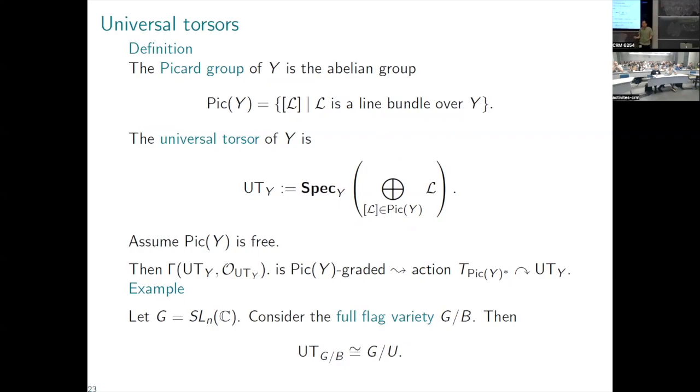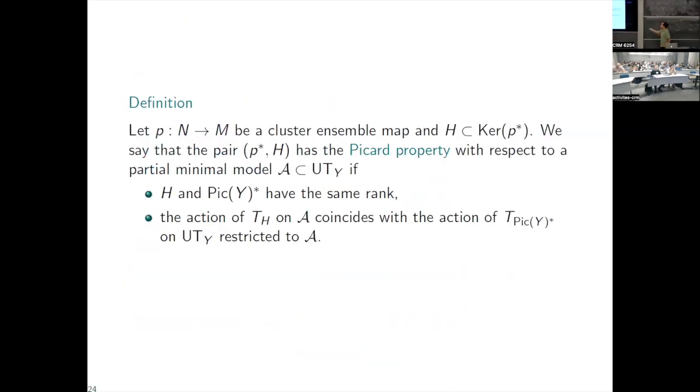You can just glue all of them over Y, and you obtain some scheme relative to Y over Y. And if we assume that this is Pic-free, then the global functions on this is going to be given by the sum of all the section rings of these line bundles. And since this is free, this is Pic Y graded, so we have an action of the dual torus on my scheme. So for example, if I consider G to be SL_N, then the full flag variety is going to be given by G mod B, and the universal torsor is just going to be isomorphic to the base affine space that I discussed before.